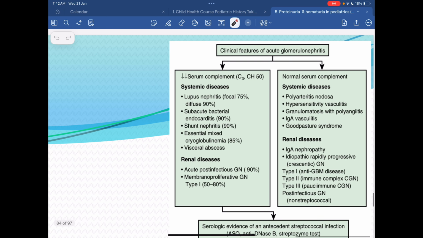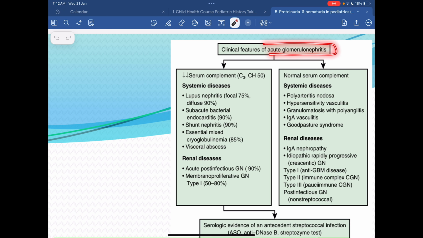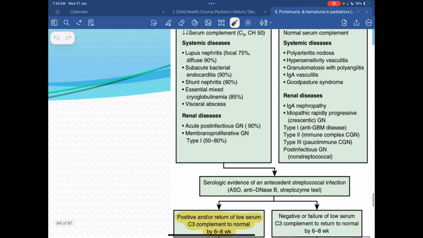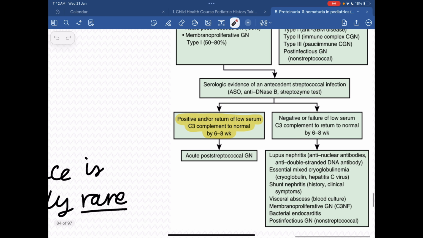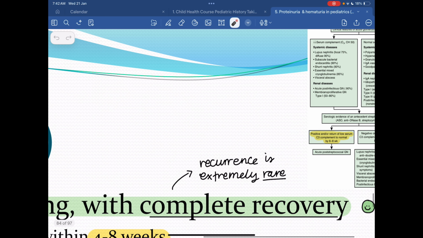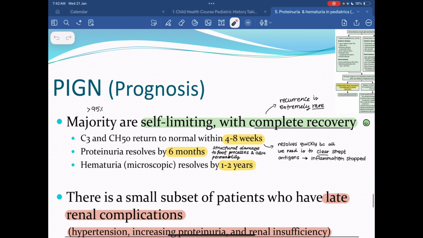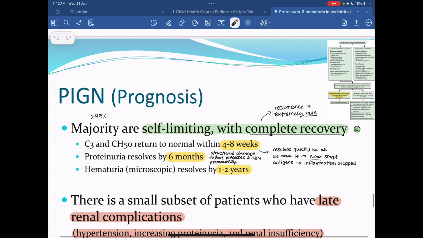إيه so clinical features of acute glomerular nephritis. إذا إحنا شاكين بشيئين بنسوي وعندنا evidence of streptococcal infection. طيب بيكون عندنا complete recovery. When do we expect recovery? How do we monitor? Based on the lab results.